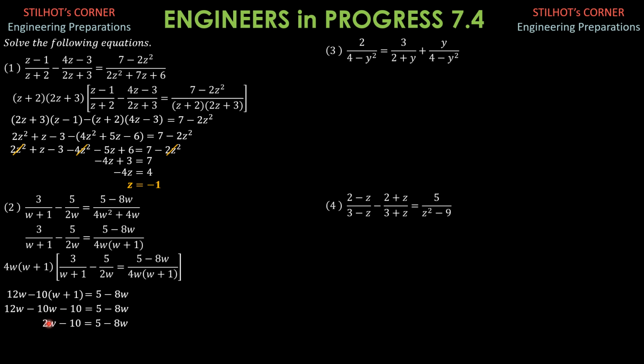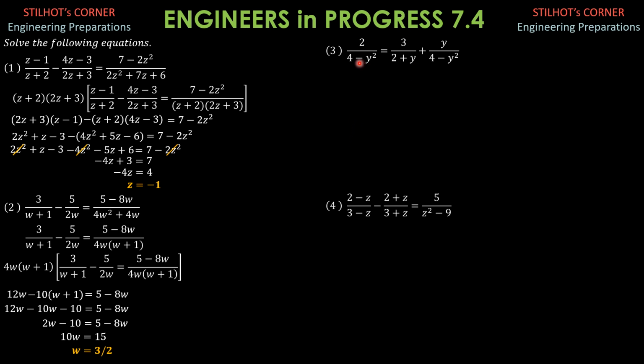So let's have it first. 2W minus 10 equals 5 minus 8W. So 2W plus 8W, 10W. Then 5 plus 10, 15. So 10W equals 15. Divide everything by 10. So W is 15 over 10, or 1.5, or 3 halves. So W equals 3 halves.